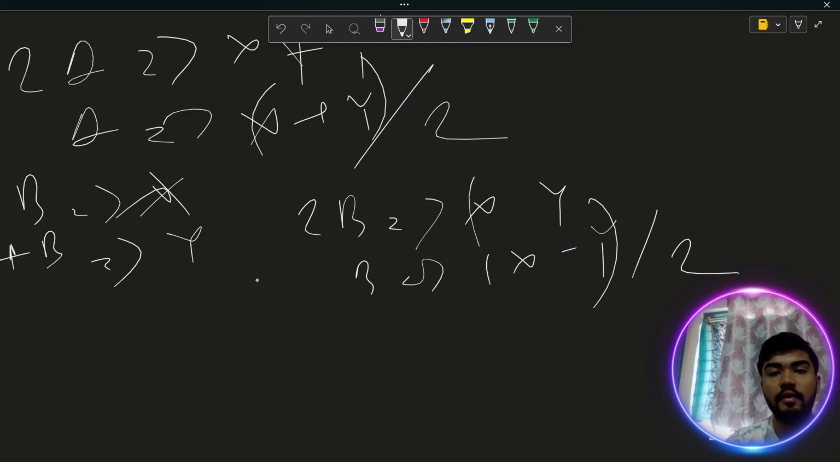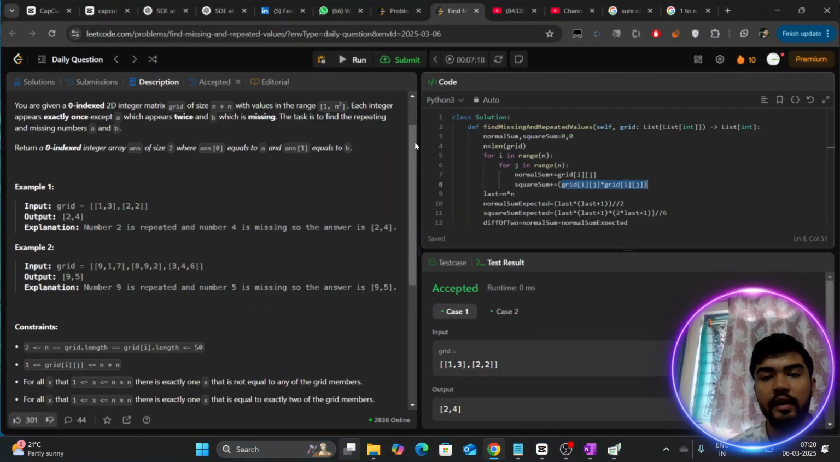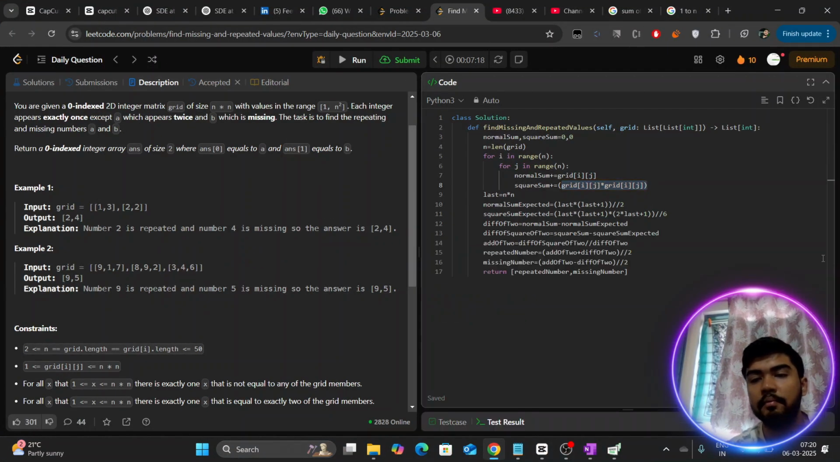Yeah, that's the simple maths behind this question. Now let's go to the code itself, then I can reiterate the time and space complexity. So what I did, I took a normal sum and a square sum variable initialized with 0, and n is the size of the grid. Initially we iterate over the whole grid and add to the normal sum, and to the squared sum the square of grid of i comma j.